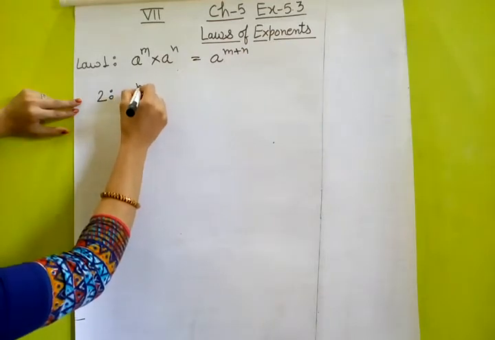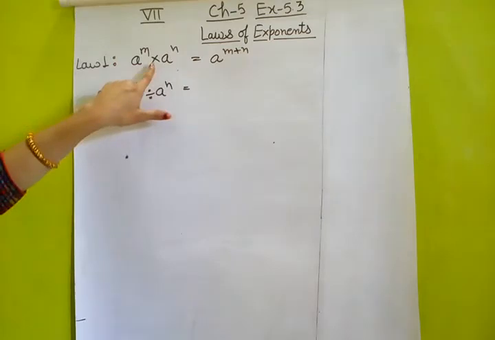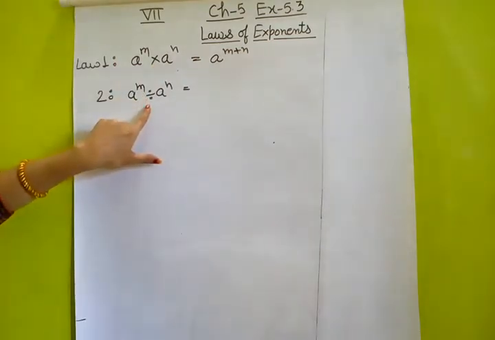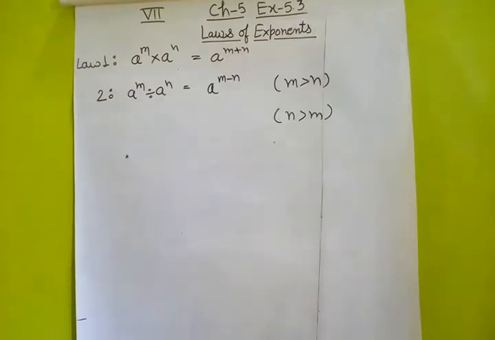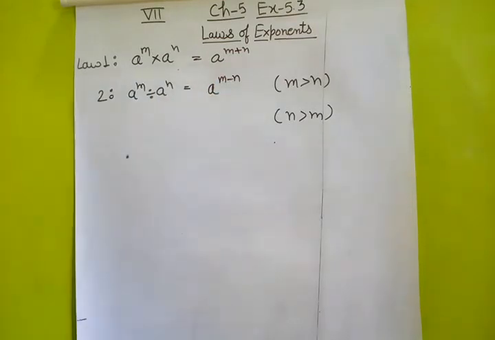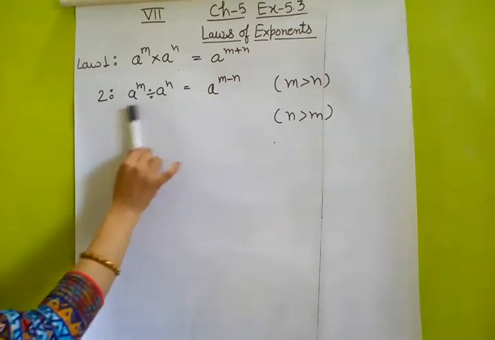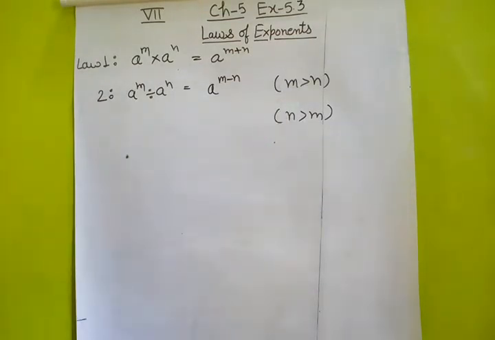Okay student. Now in the second law, we are having 2 parts. First is a^m divided by a^n. There was multiplication, but here we have done division. So students, when a^m is divided by a^n, we take the base common and the power will be m minus n. But student, for this one condition is given here, m should be greater than n. The value of m should be greater than the value of n.